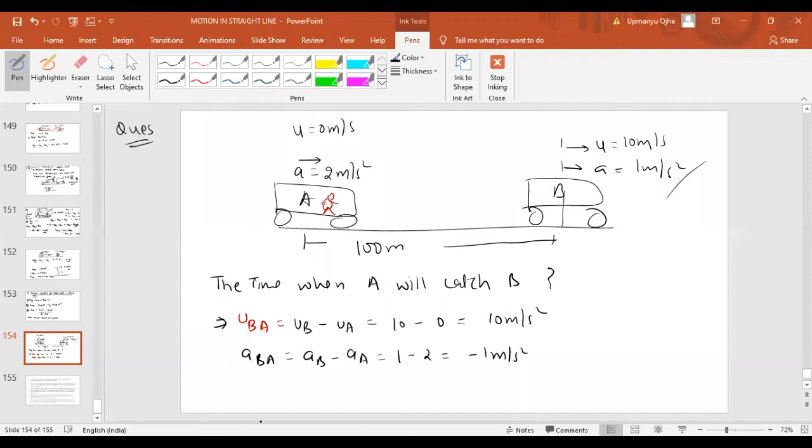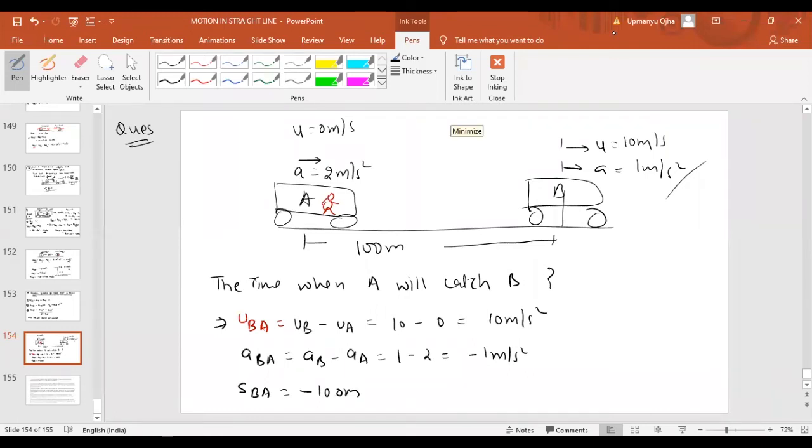Now one thing tell me: if the observer is at A and this is the B car, how much should B get displaced to reach A? If you are the observer at A, what will you feel? You want to catch B. When can you catch B? When B moves towards you and reaches you, which means the displacement of B with respect to A must be equal to minus 100 meters. Did you understand why I put minus 100 here?